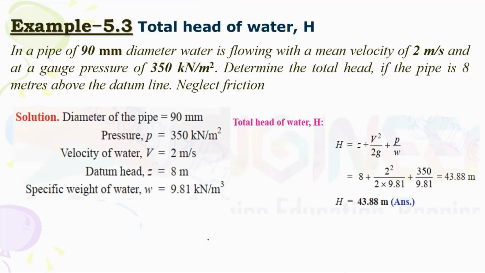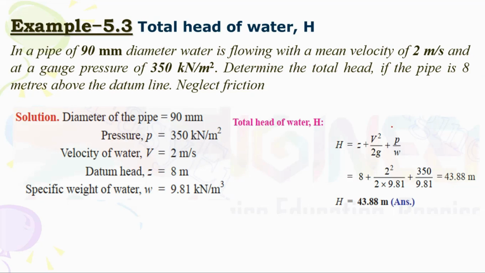Okay, let us see the third example, total head of water or energy head you can find. So in a pipe 90 millimeter diameter, water is flowing with a mean velocity of 2 meters per second and at a gauge pressure of 350 kilonewton per meter square. So determine the total head if the pipe is 8 meters above the datum line. Then neglect friction loss.